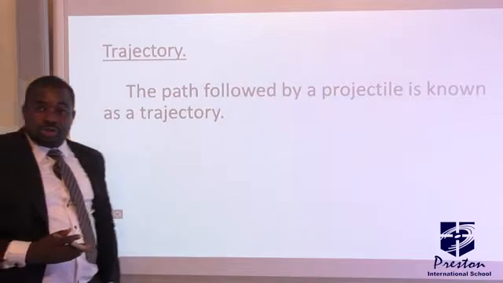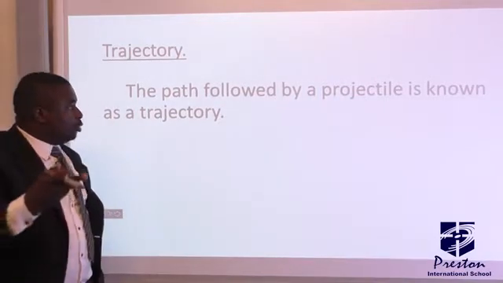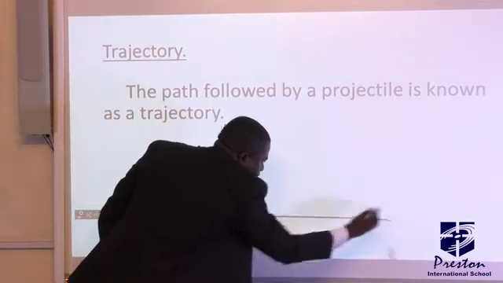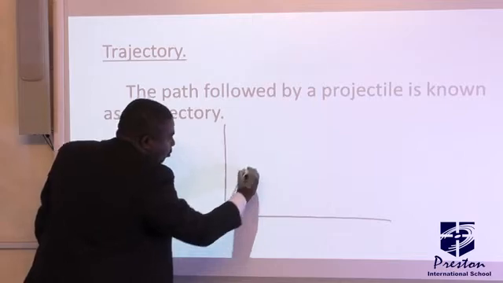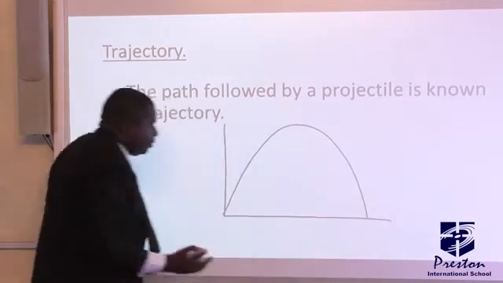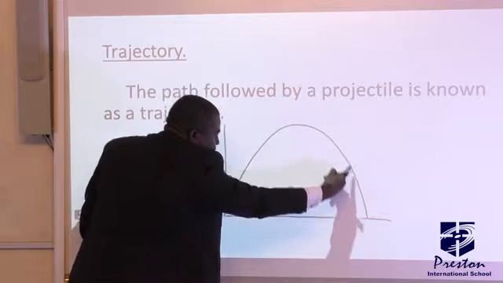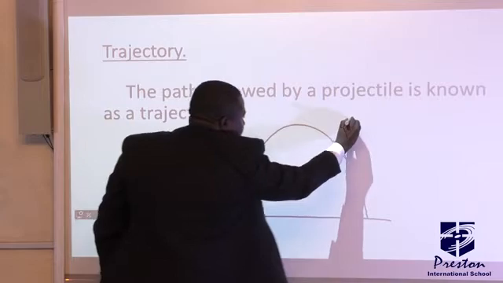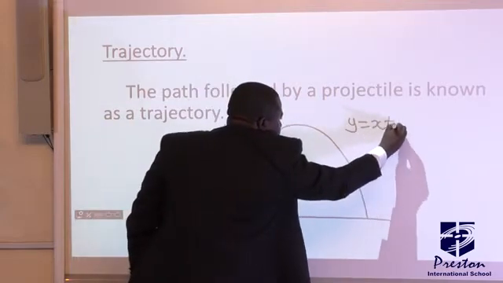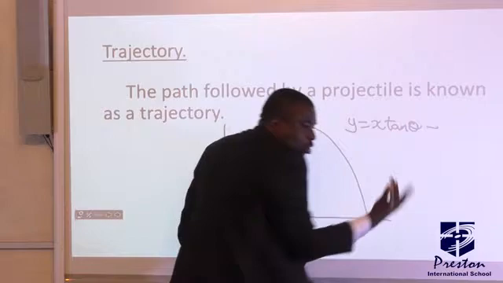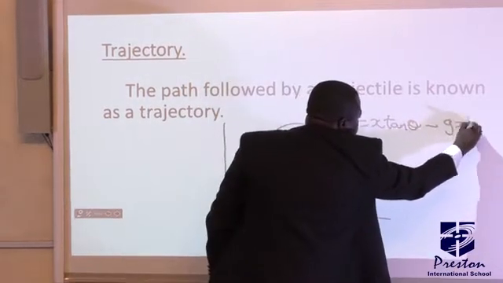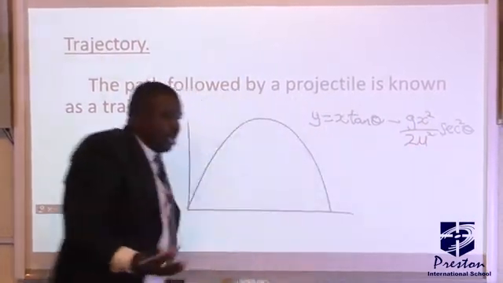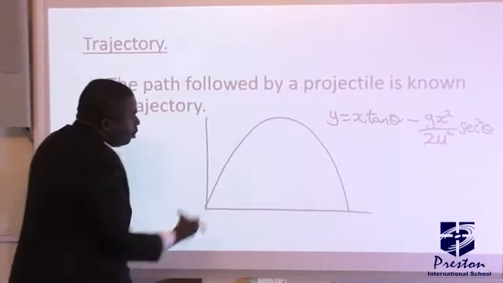So let's talk about trajectory. Trajectory is the path followed by a projectile. So I can try to show that from a diagram. If a body is projected, like a cannonball, this particular path is what we call the trajectory. And we have the trajectory equation, which is represented as y equals x tan theta minus g x squared all over 2 u squared sec squared theta. That is the equation of the trajectory.